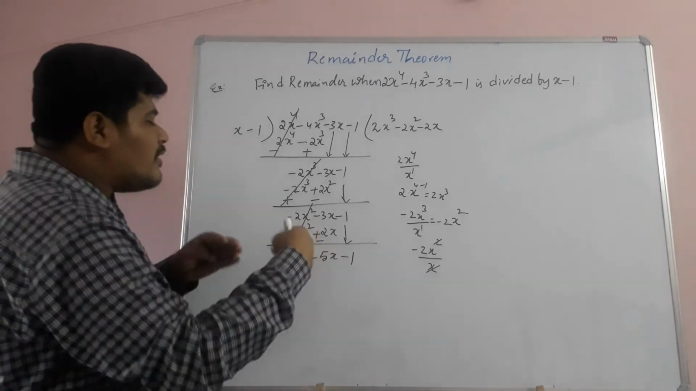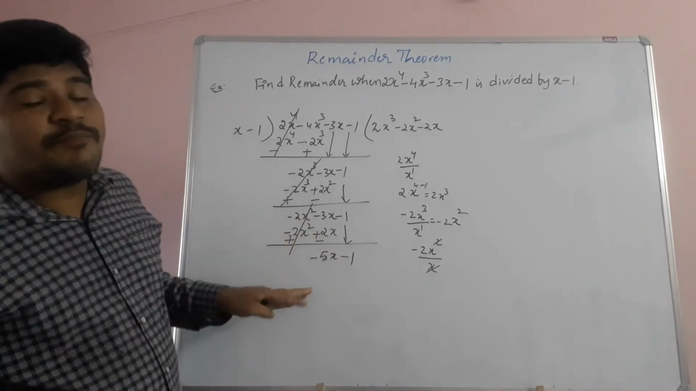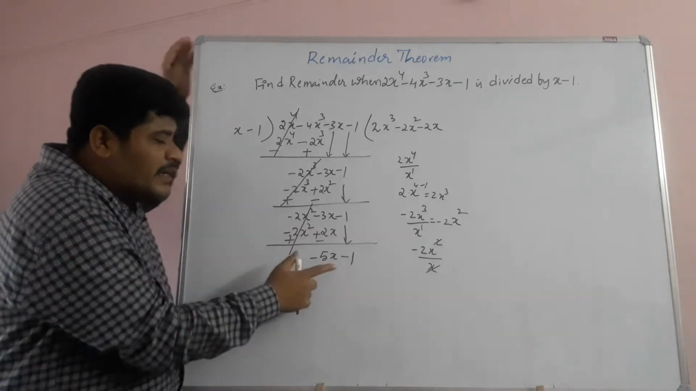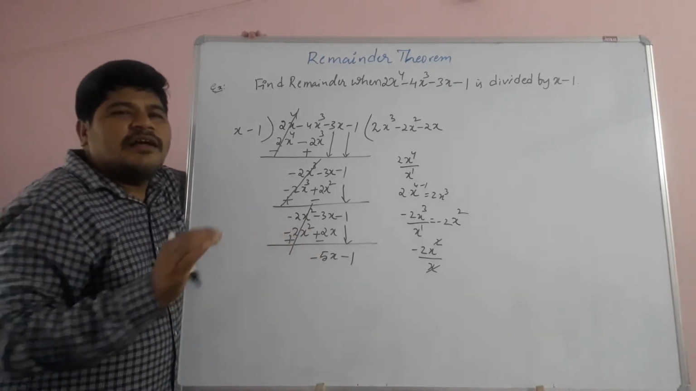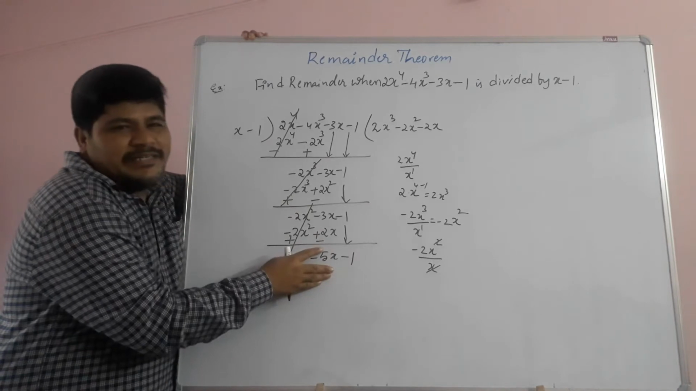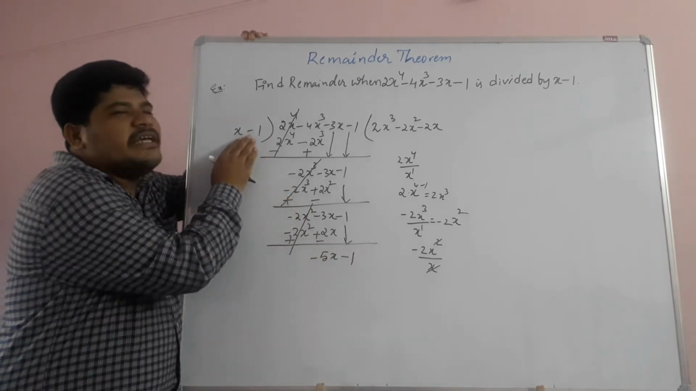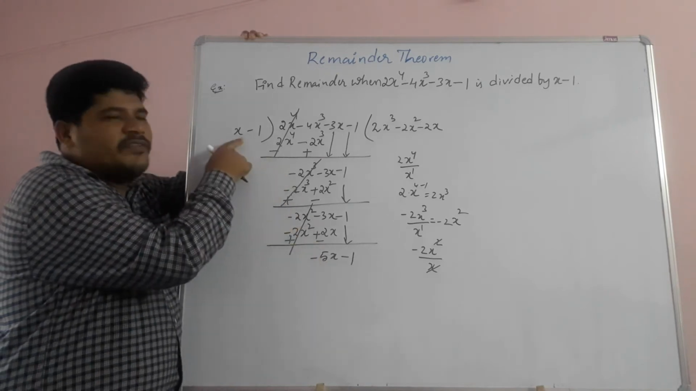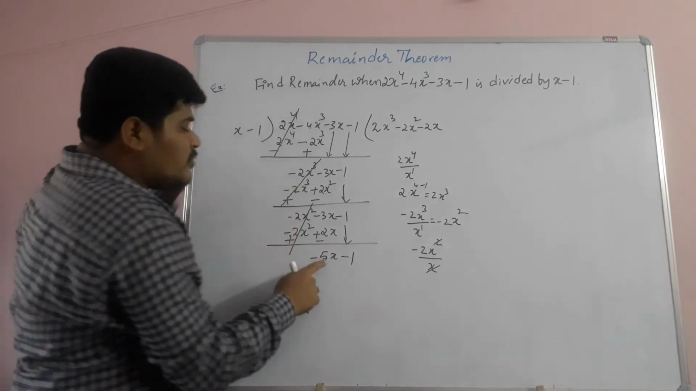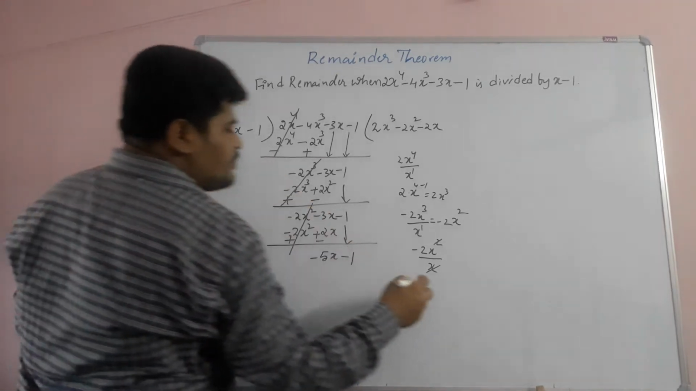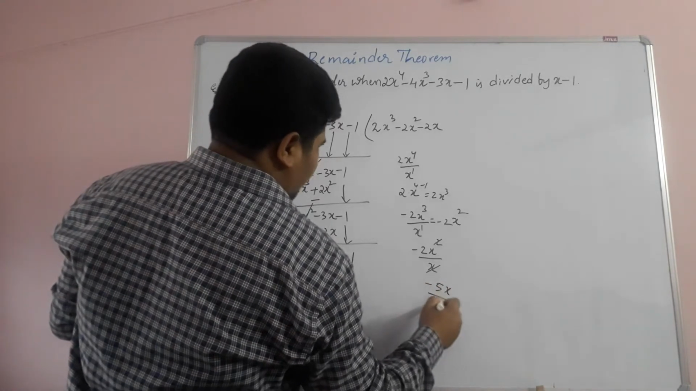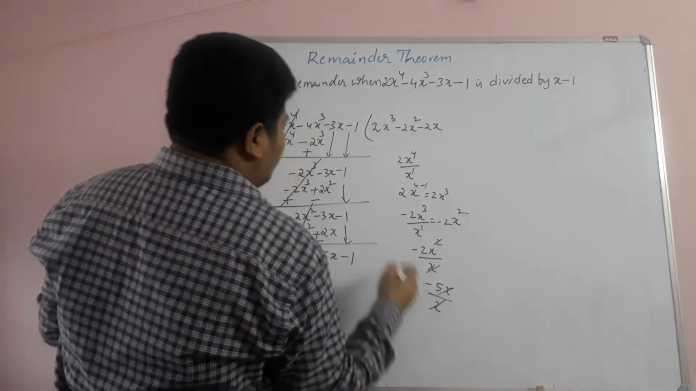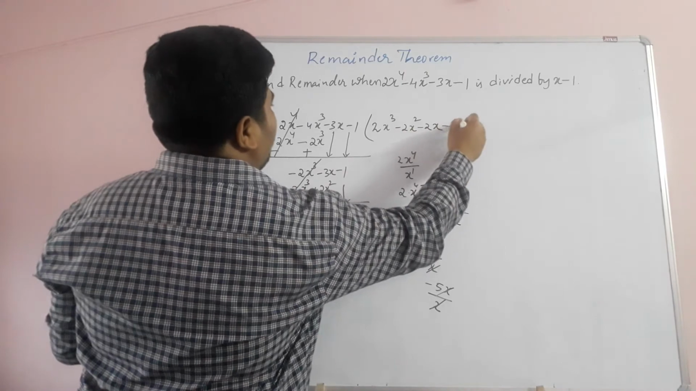So until when do we have to continue this process? Till we get remainder 0, or the degree of the remainder must be less than the degree of the divisor. What is the degree of the remainder here? 1. Divisor also 1. So you can still divide. Again, first term by first term. So 5x by x, x cancels. So finally here we write minus 5.